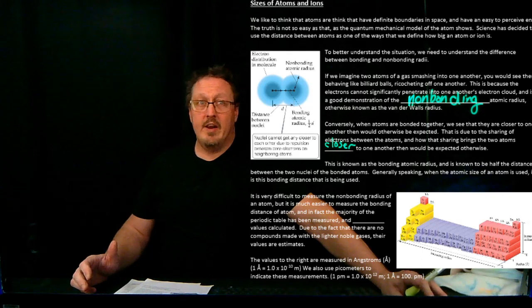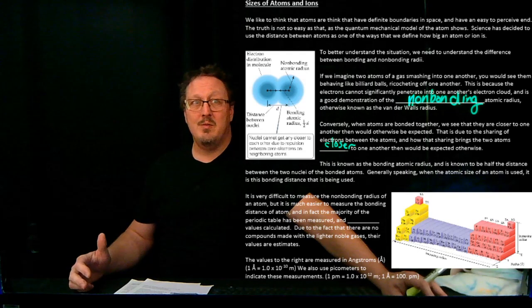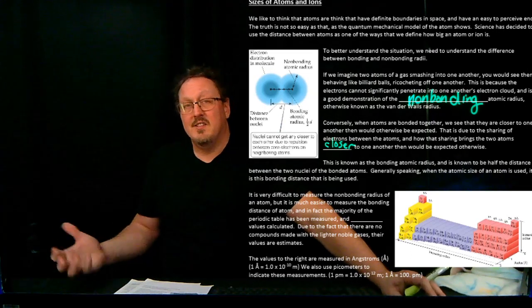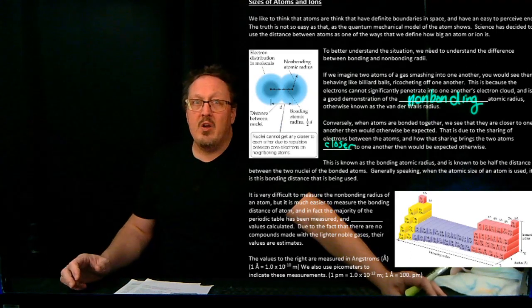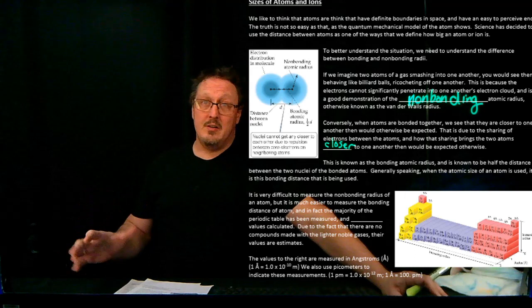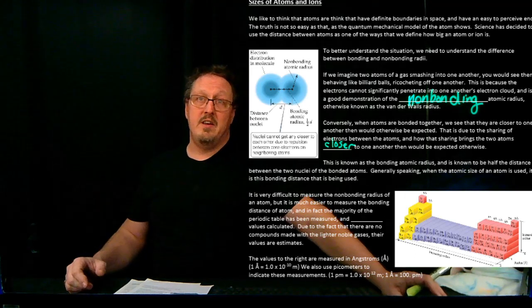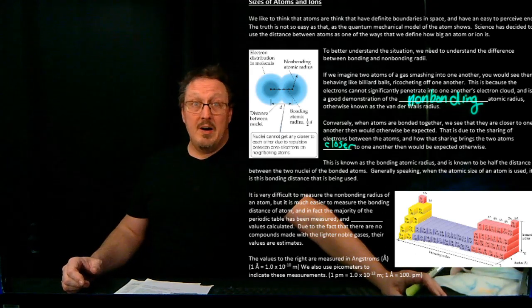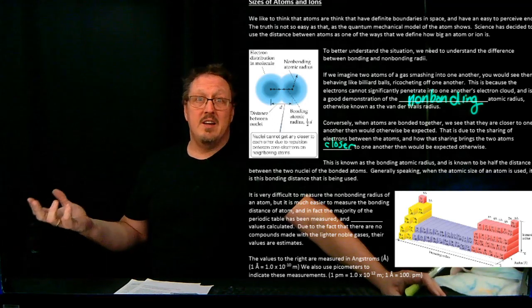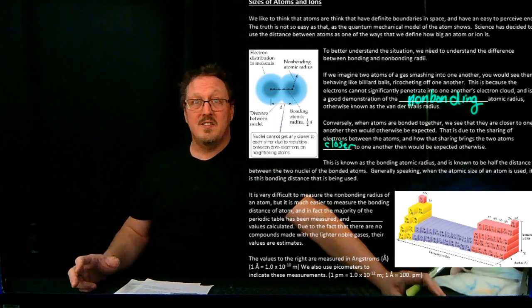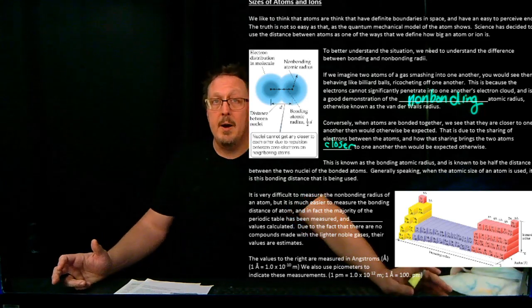So whenever we're talking about the atomic size of an atom, that's really what we're talking about: the bonding distance. That's largely what's going to be used. Now, it is super difficult to measure the non-bonding radius of an atom. But we can measure the bonding distance of an atom pretty easily. This distance from nuclei to nuclei has been measurable for quite some time.